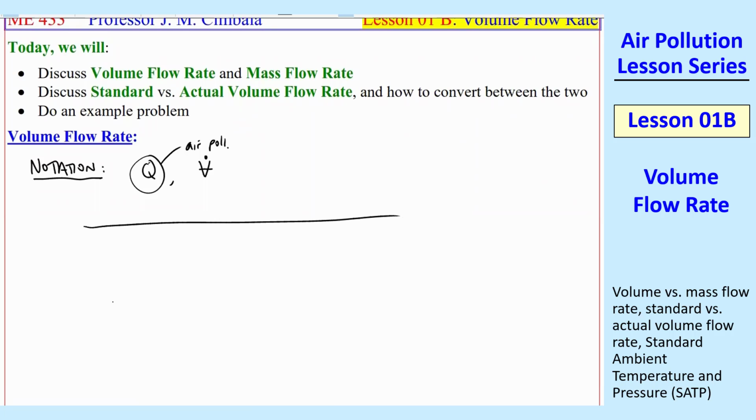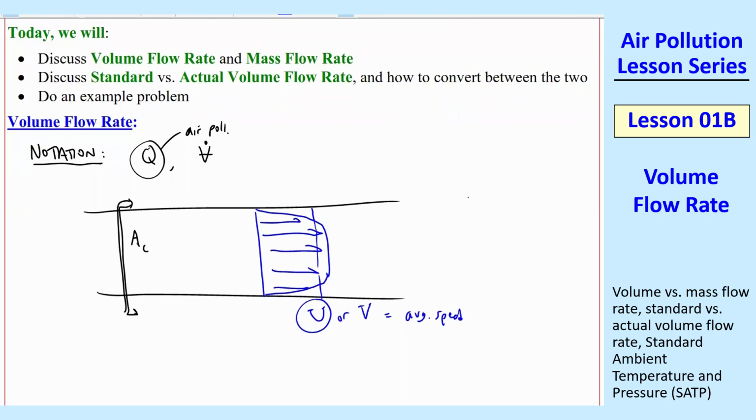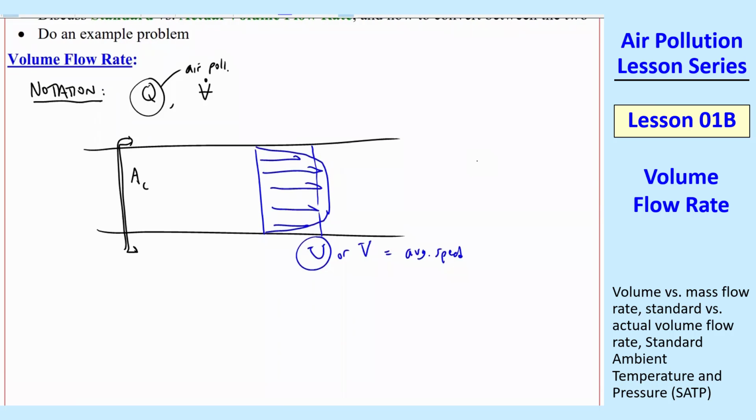So typically we're talking about flow through some kind of a duct, or a smokestack if it's vertical, and we have some cross-sectional area, A or AC, and then we'll have a velocity profile. This is almost always turbulent, not laminar, so I'll draw a turbulent profile. So this is the velocity profile. This is the bulk air, and there will be some average U or V. We sometimes use V for velocity. I'm going to use U here as the average velocity, or average speed actually, since it's not a vector, through the duct. And so we will define this volume flow rate as U times the cross-sectional area, AC.